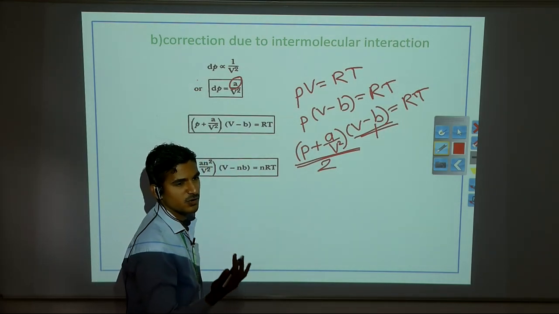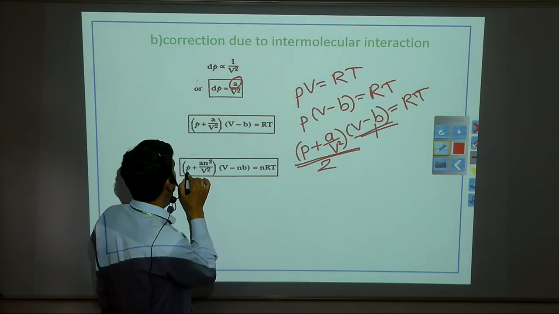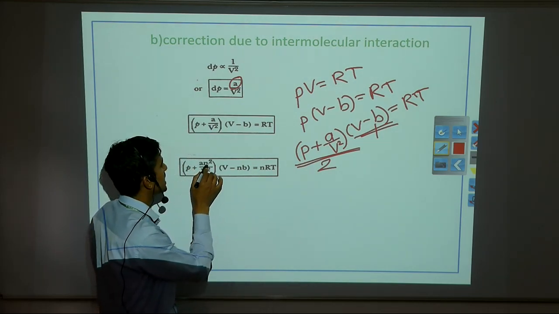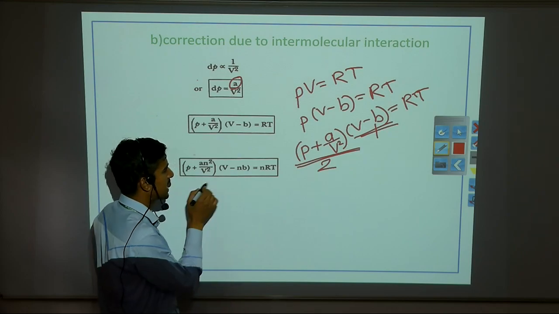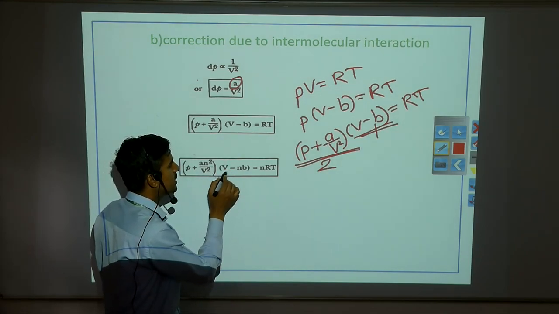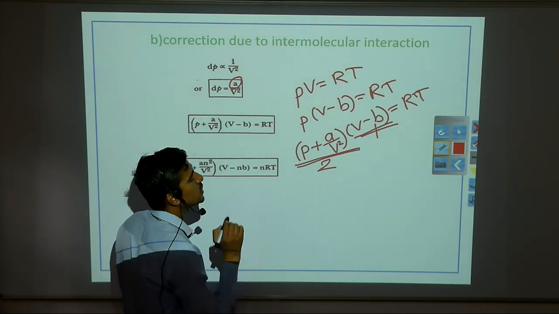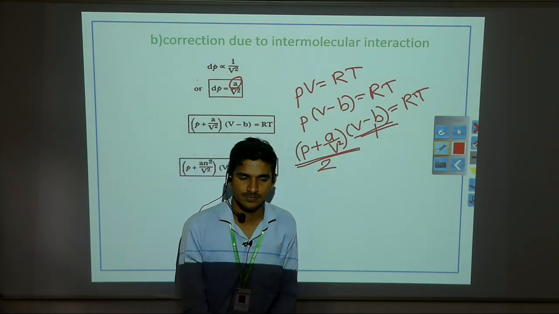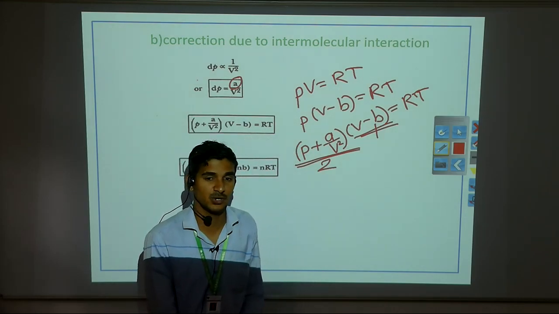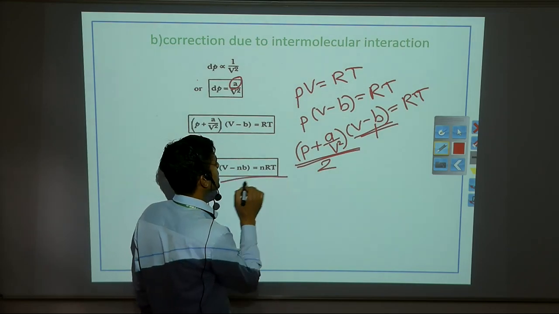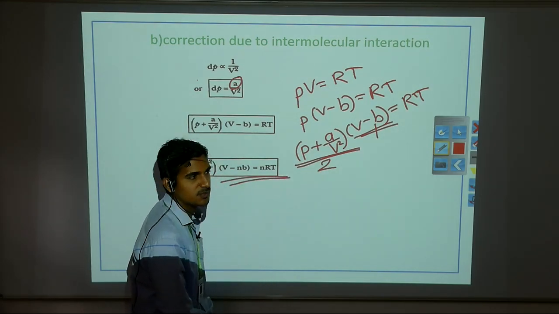And what is it for n molecules? Here it is (P + An²/V²)(V − nB) = nRT. This is the van der Waals equation for n molecules.